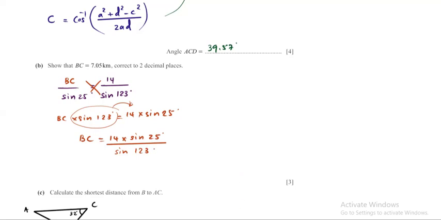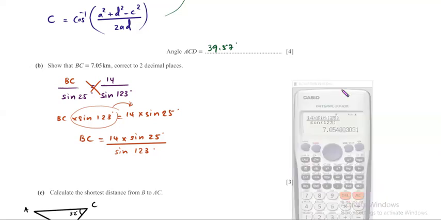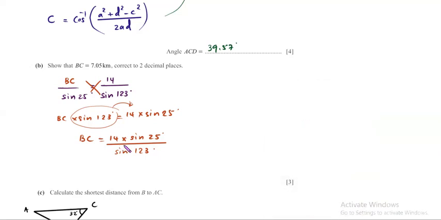So I'm going to put this in the calculator and see what we get as the value. So we have 14 times sine 25. And then at the bottom, we have sine 123. So then when I do this, I get the value as 7.05. And we're supposed to write it correct to 2 decimal places. So I'm going to write it as 7.0.